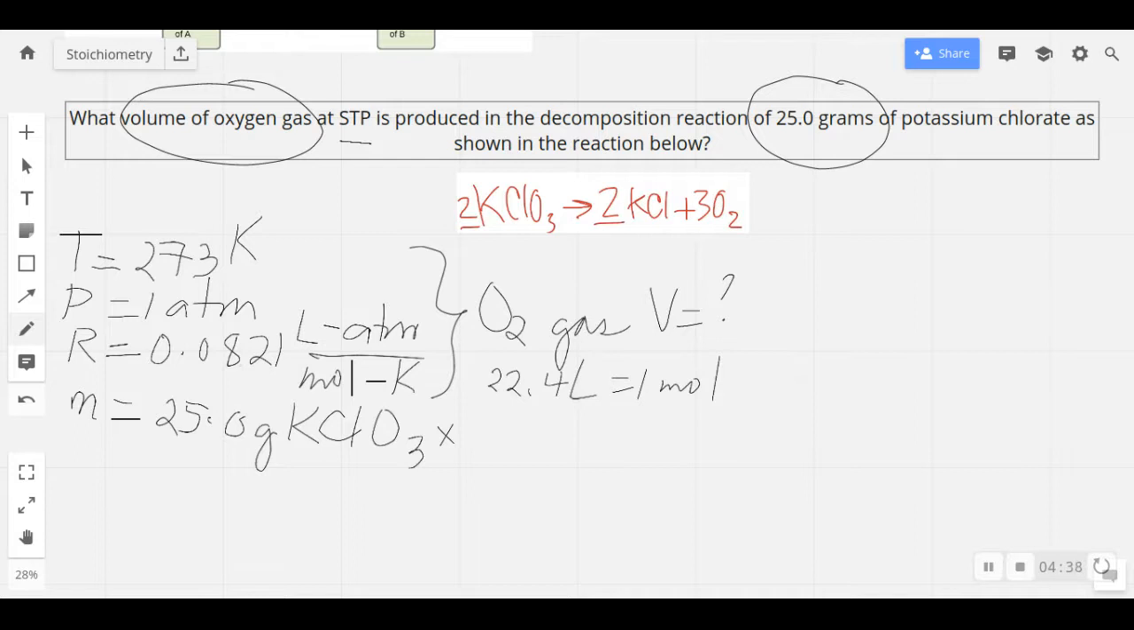Because this is the mass of potassium chlorate, that means it's a mass to mole conversion. So we start with the molar mass of potassium chlorate, which is 1 K, 1 Cl, 3 oxygen. So you get around 122.55 grams of KClO3 for every 1 mole of KClO3.